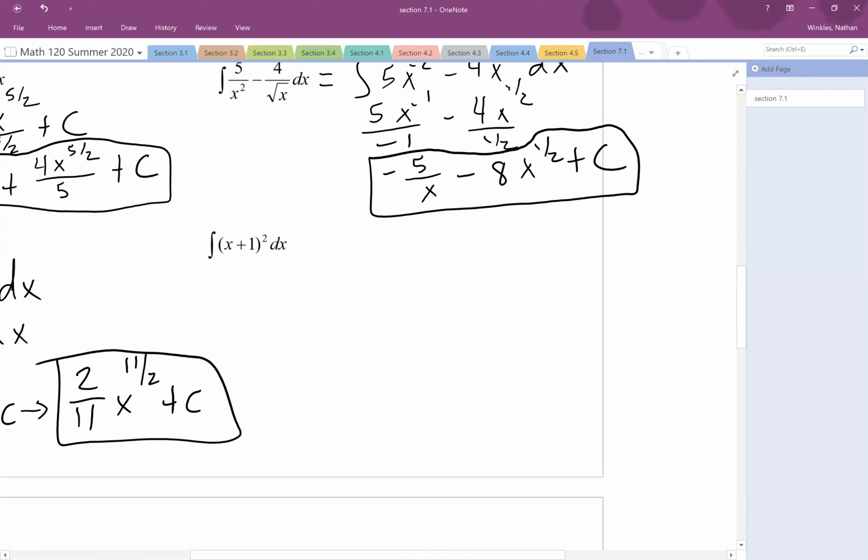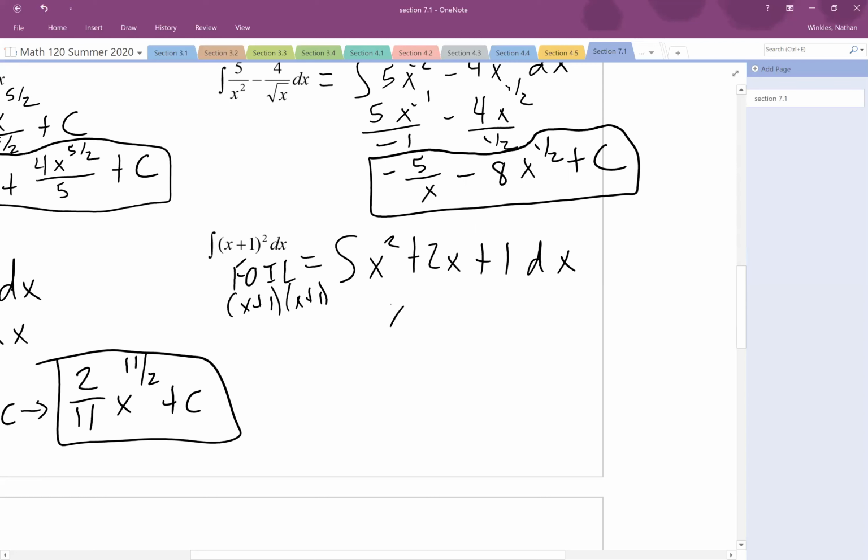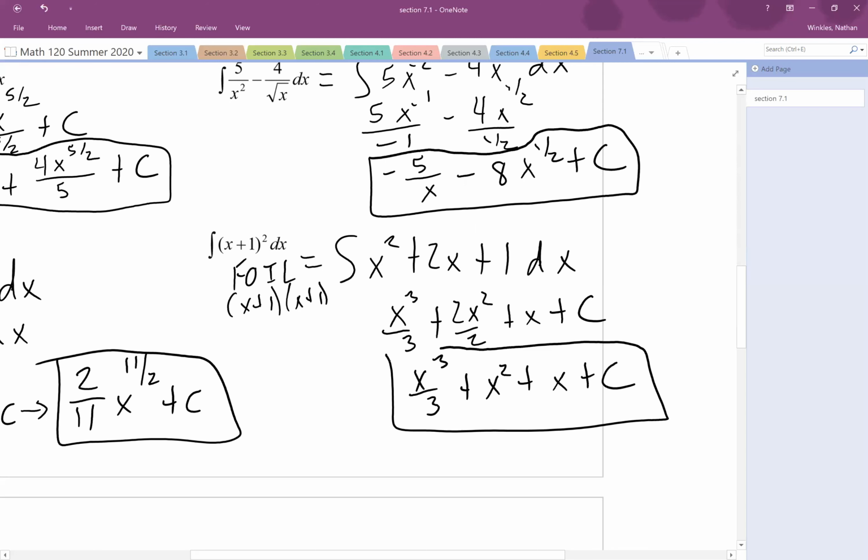We don't have any rules for stuff raised to a power in general. So we need to FOIL this out. So this becomes the integral of x squared plus 2x plus 1 dx. So in other words, FOIL x plus 1 times x plus 1. We can integrate each term. We get x cubed over 3 plus 2x squared over 2 plus x plus c. So our answer is x cubed over 3 plus x squared plus x plus c as our answer here.